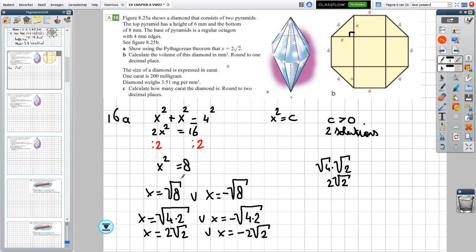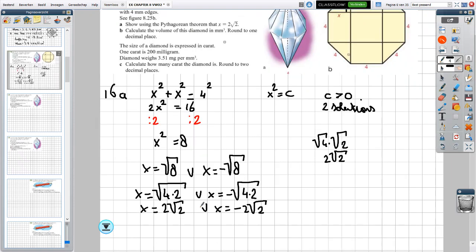But they say, show that it is this. Why can this not be true? Well, remember, this cannot be true because we're now talking about a practical application with dimensions. And I cannot have a negative dimension. So this is not possible. So the answer is going to be 2 square root 2. They don't say what. Yeah, you could say it's millimeters, right? Because we're talking about millimeters constantly.